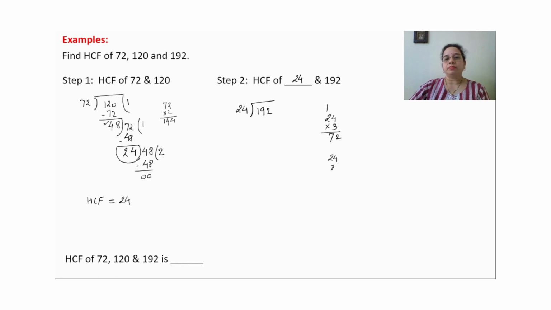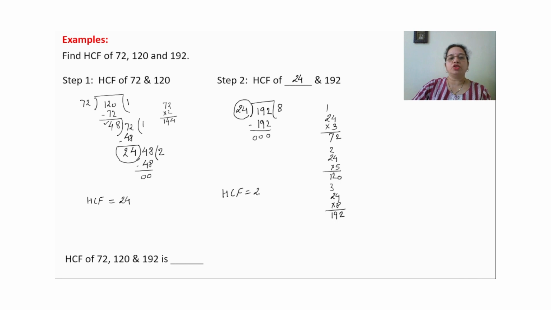5s are 5 4s are 20, carry over 2, 5 2s are 10 plus 2 is 12. Again this is a very small number, so can we divide by 8? 8 4s are 32, carry over 3, 8 2s are 16 plus 3 is 19, 192. So you can divide by 8. So your remainder is 0. So your last divisor is 24. So the HCF of these two numbers is 24, and the last HCF is the HCF for all three given numbers.